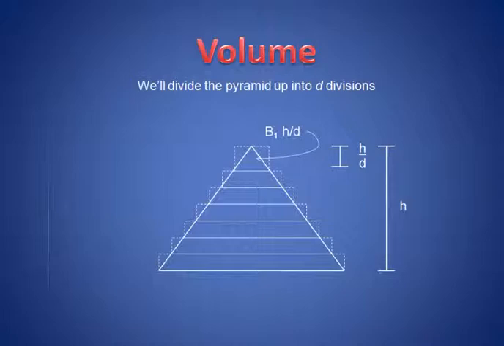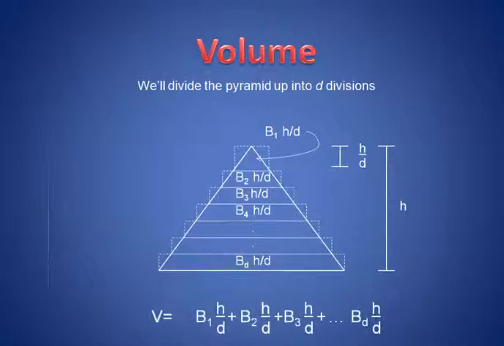And of course, the volume of the second prism is going to be b2, the area of the second base, times its height, which is also h over d. And you get the idea, b3, b4, each one has the same height, all the way down to the lowest level, which is going to be called bd, the dth level down, times h over d. When we add up the volumes of each of these prisms, we get the total volume of the pyramid, or at least an approximation for the total volume of the pyramid.